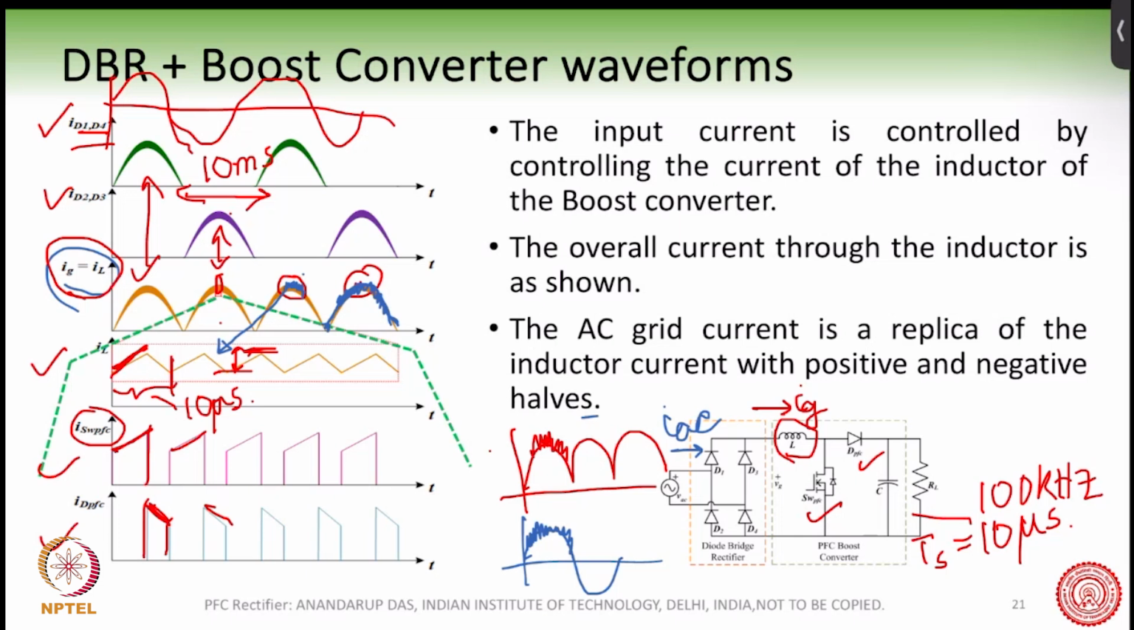So you can see how we are actually dealing with the same circuit, but two different time constants in the circuit. One is the diode bridge rectifier, which is working at the 10 millisecond scale, but the other one is operating much faster, suppose at 10 microseconds.